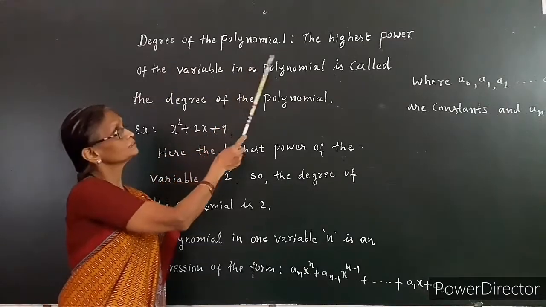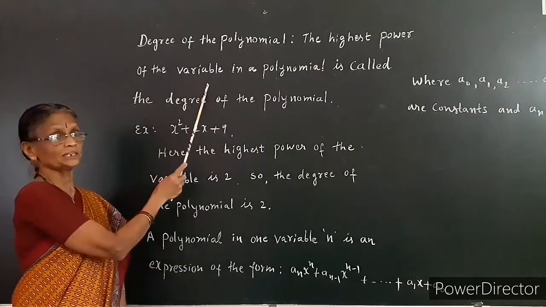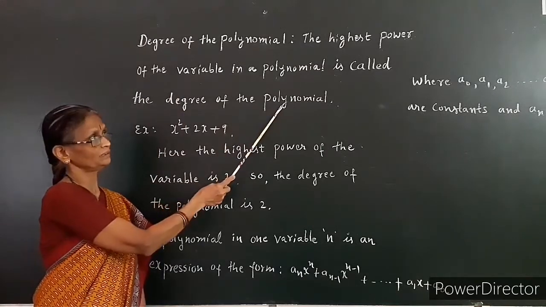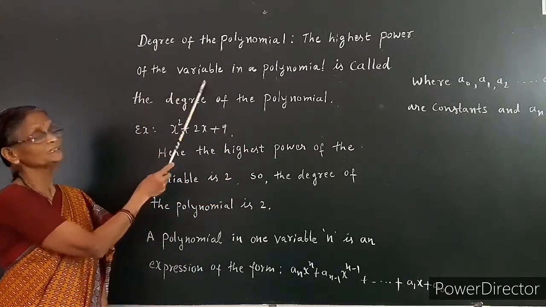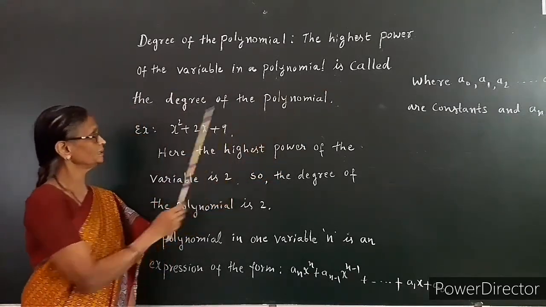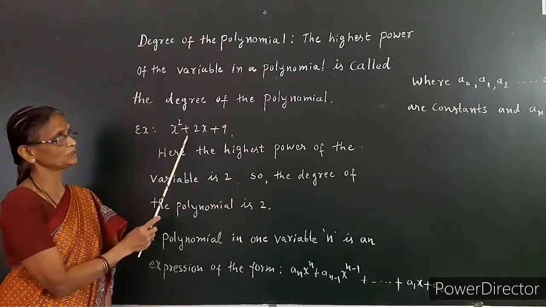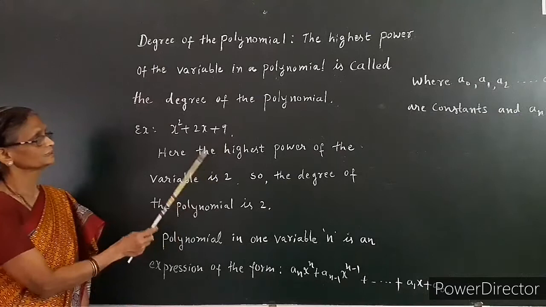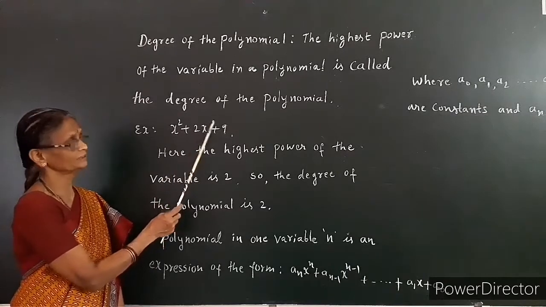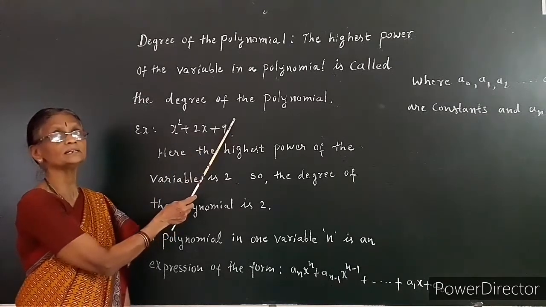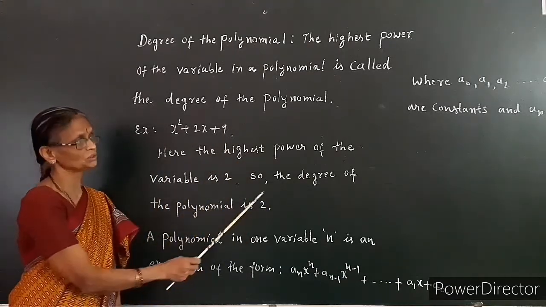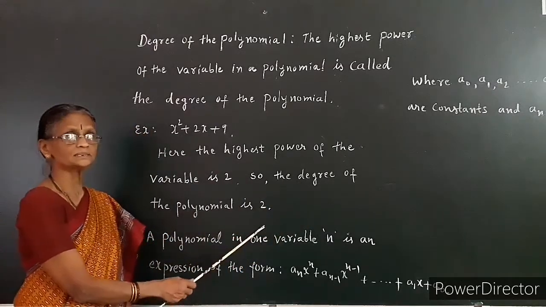Degree of the polynomial. The highest power of the variable in a polynomial is called the degree of the polynomial. Understood, children? The highest power of the variable in a polynomial is called the degree of the polynomial. Example, x to the power of 2 plus 2x plus 9. Here x power 2 is there. Here x power 1. The constant term always has variable power 0. So the highest power of the variable is 2. So the degree of the polynomial is 2.